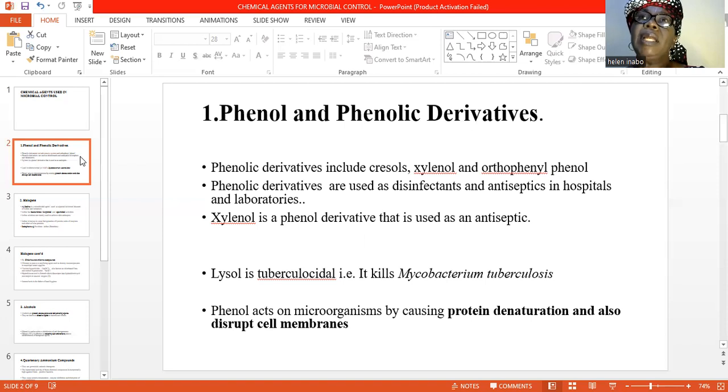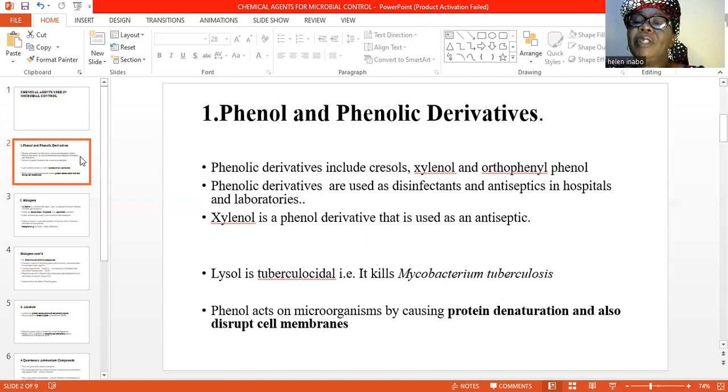They are used mainly as disinfectants and antiseptics in hospitals and laboratories. Xylenol is an important phenolic derivative which is used as an antiseptic, that is used on the skin or living tissues. Xylenol is found in many home products such as Dettol, Savlon, and others.